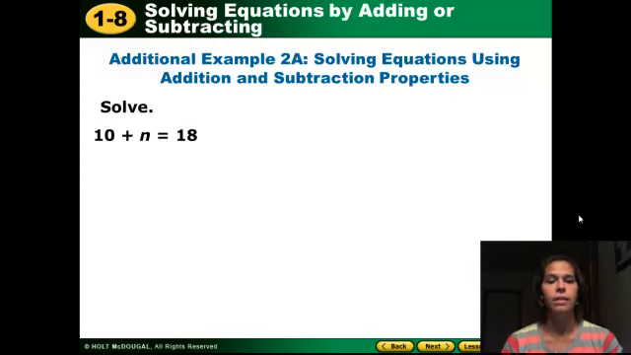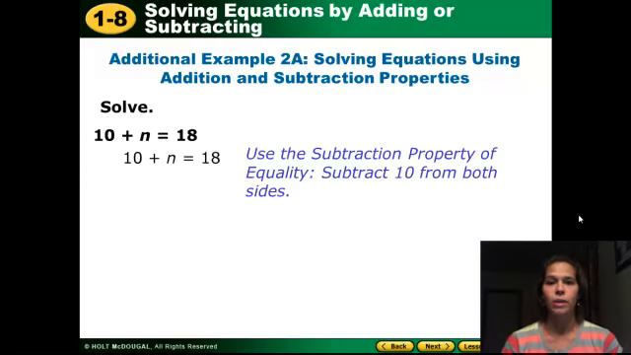Solve 10 plus n equals 18. Since addition is being used in my equation, I'm going to use the subtraction property of equality. Whatever's being done to my variable, so in this case 10 is being added, there's no plus sign in front of that 10. It's understood to be positive, so to undo that positive I have to do a negative or subtraction. So I'm going to line up my 10s. I'm not going to try and combine 10 with n. Those are unlike terms.